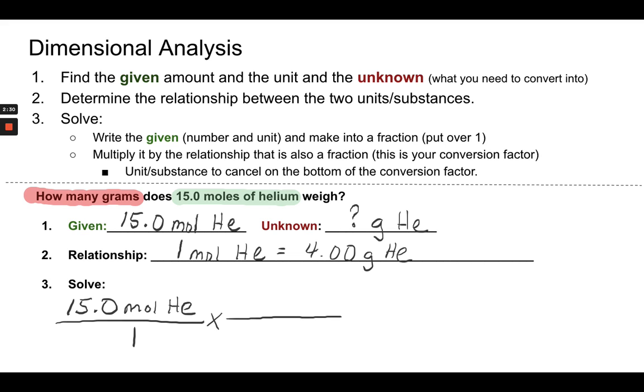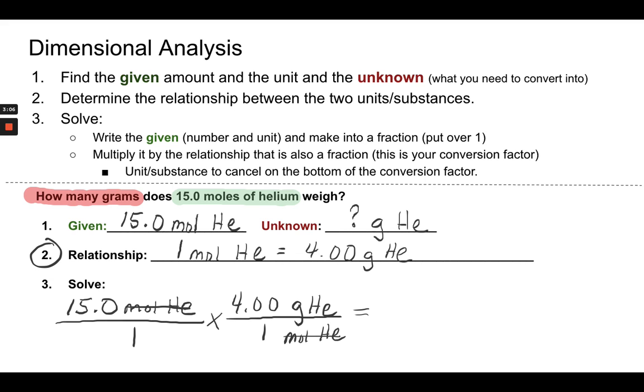When you draw your fraction bar, you want to make sure the unit you have as your given, in this case moles of helium, is now on the bottom of the other fraction. This way, moles of helium will cancel because that's the unit we want to get out of. The other unit in the problem, grams of helium, would then go on the top, and notice it will not cancel out with anything. Finally, you will fill in the numbers from the relationship that go with these units.